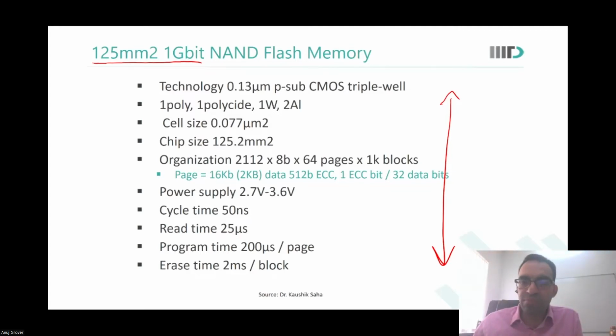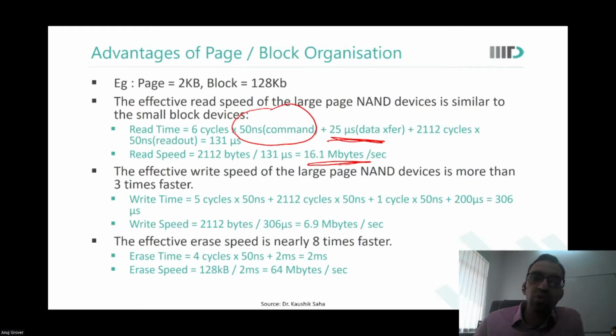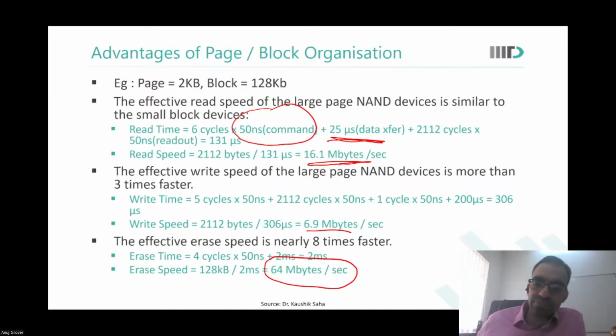And you can actually find out read speeds, the same kind of formula that we used when we were working on DRAM, when finding the peak bandwidth. Exactly the same way, you just need to understand how the page is organized, what kind of time it takes for data transfer, what kind of time it takes for command transfer, number of cycles for command transfer, and so on. And you can arrive at read speed, write speed, and erase speed. And you see erase speed is much, much faster. Why?